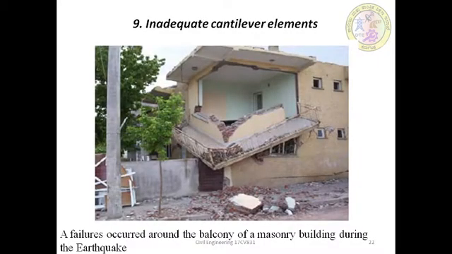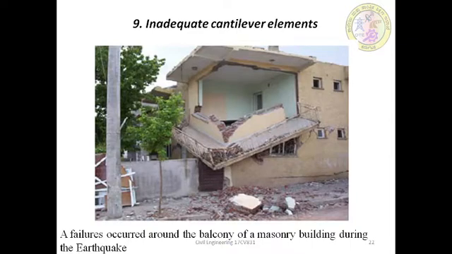Next one we can see is the inadequate cantilever element. A free cantilever length should not be more than 1.5 meters. However, this requirement is not enough to describe inadequate cantilever elements for masonry buildings. If the component of the ground acceleration is large and the cantilever is heavy, the mass of the cantilever can be a very important parameter for seismic behavior.